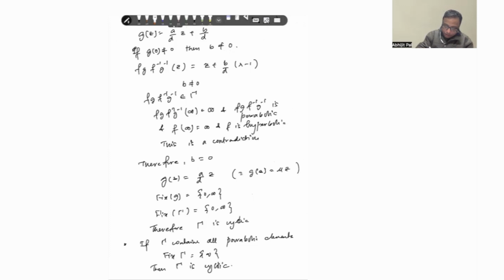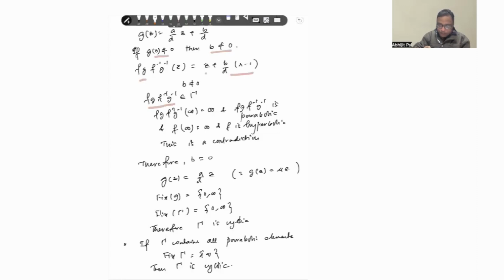Now if I take g of 0, suppose it is not equal to 0, so that will imply that b is not equal to 0. And now if I take this commutator, f g f inverse g inverse of z, this will be equal to z plus (b by d) times (lambda minus 1). So this you can compute. And again, b is not equal to 0. And this commutator belongs to gamma, because f and g belong to gamma.